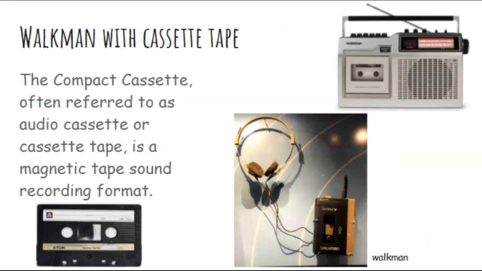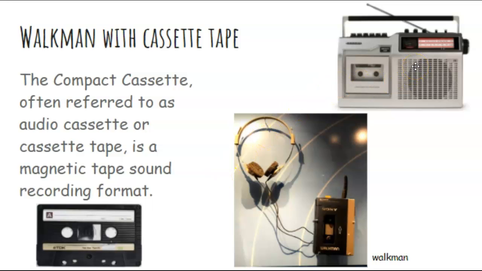Walkman with cassette tape. The compact cassette, often referred to as audio cassette or cassette tape, is a magnetic tape sound recording format. This is a cassette tape, the little black rectangular object on the bottom of the page. Then the Walkman is the picture in the middle that has headphones attached to it, which people used to use to be able to carry music around with them and listen to the music.